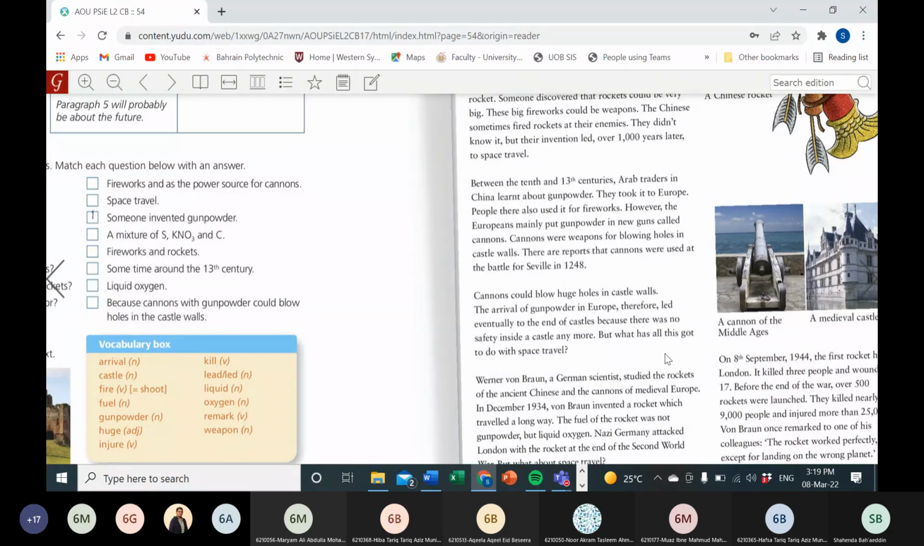Can I? Yes, dear. What's your name? Hiba Tariq. Hiba. Go ahead, Hiba. Cannons could blow huge holes in castle walls. Thank you, dear.